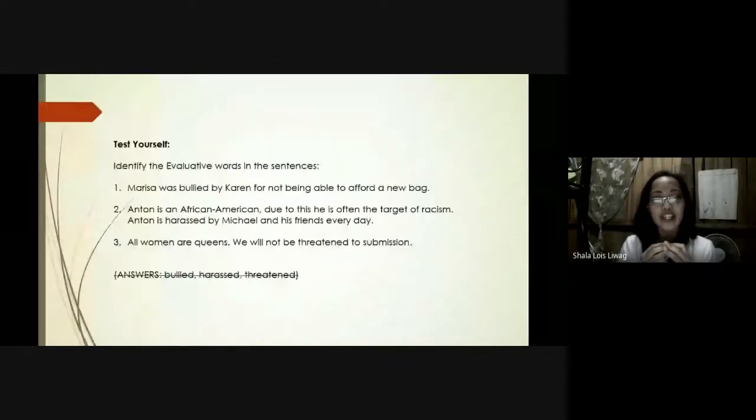Please identify the evaluative words in the following sentences. For sentence number 1, what is the evaluative word used? Very good. And for sentence number 2, what is the evaluative word used? Again, very good. Now, how about for sentence number 3? What is the evaluative word used? Marvelous. Good work, guys. Now, let's move on to the lesson.